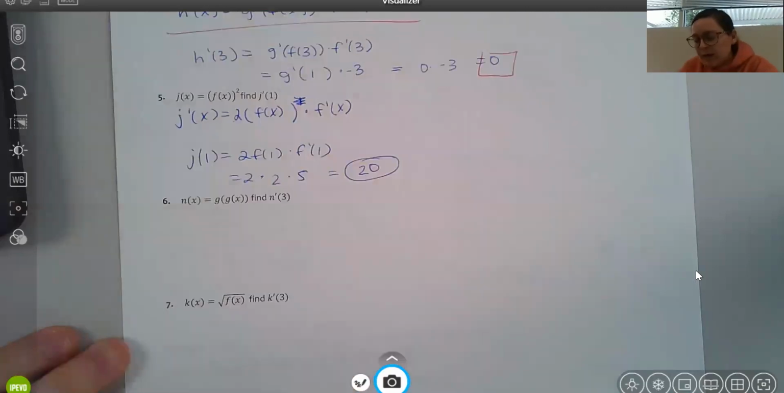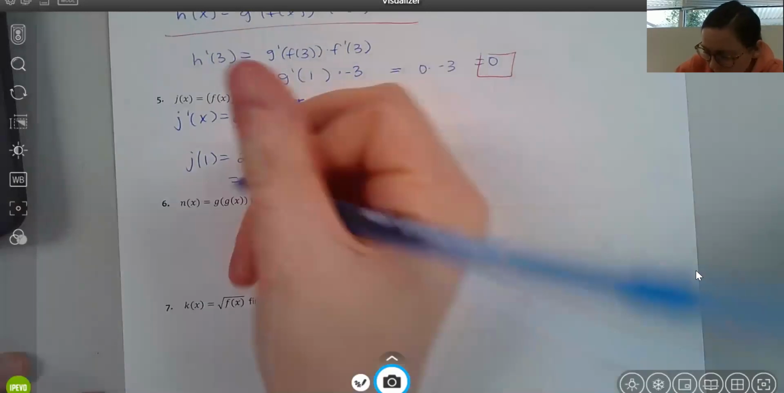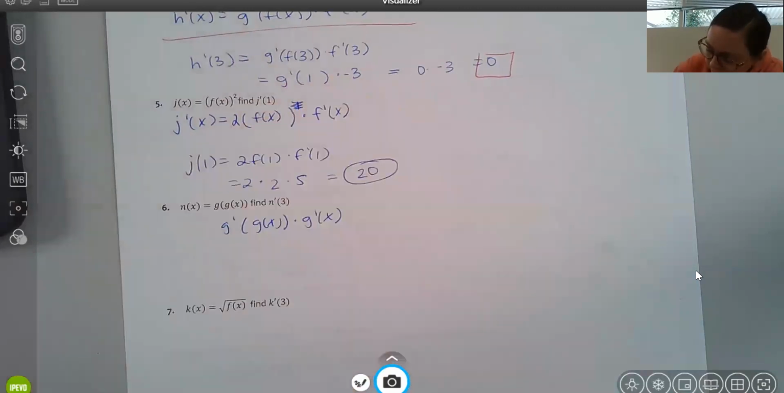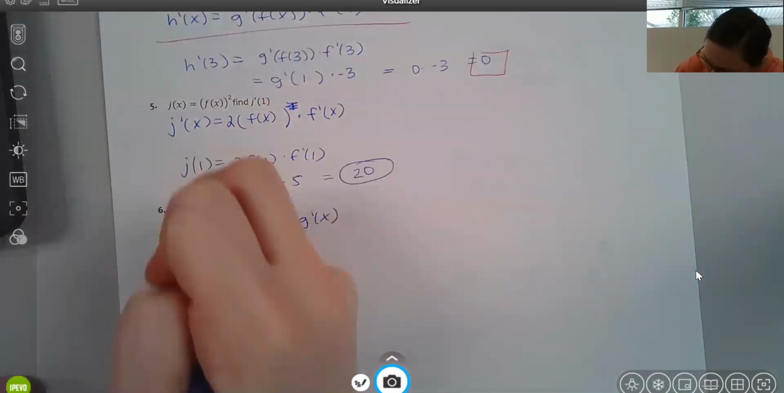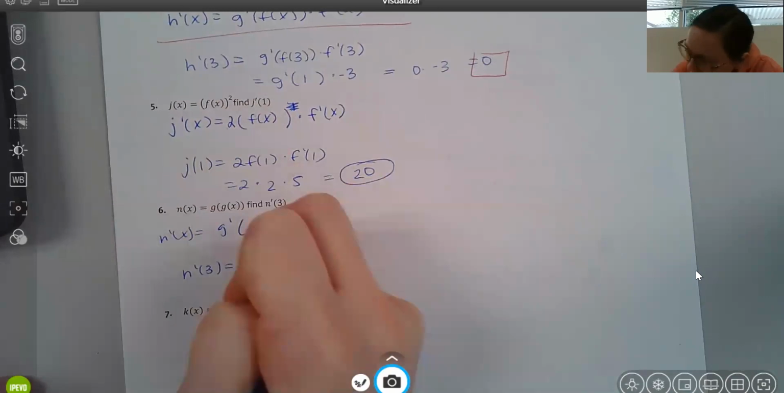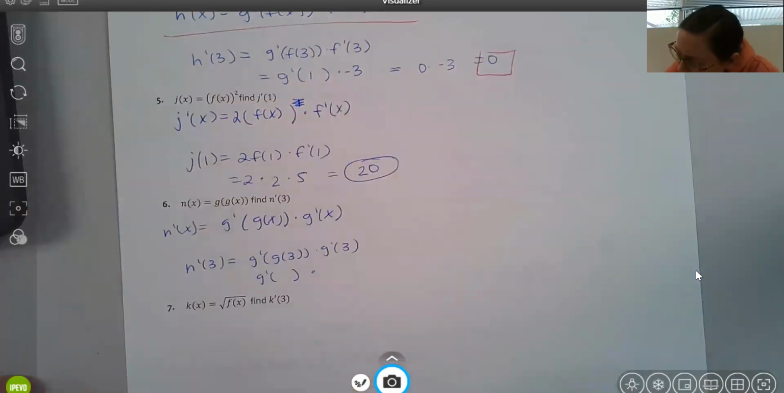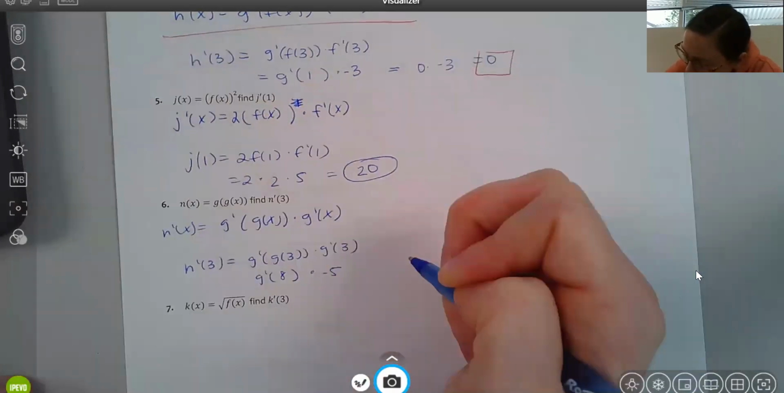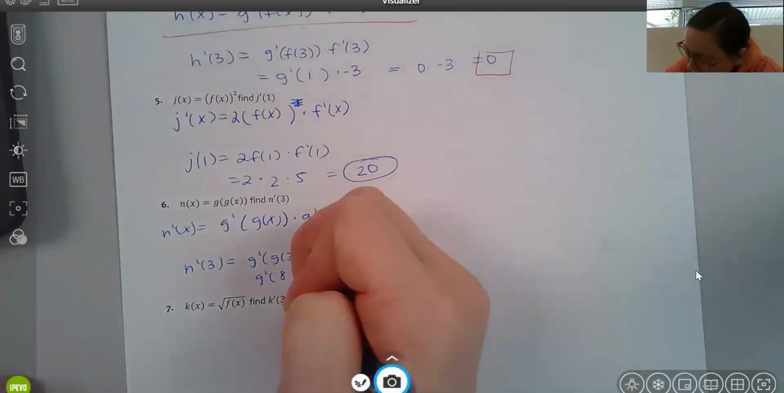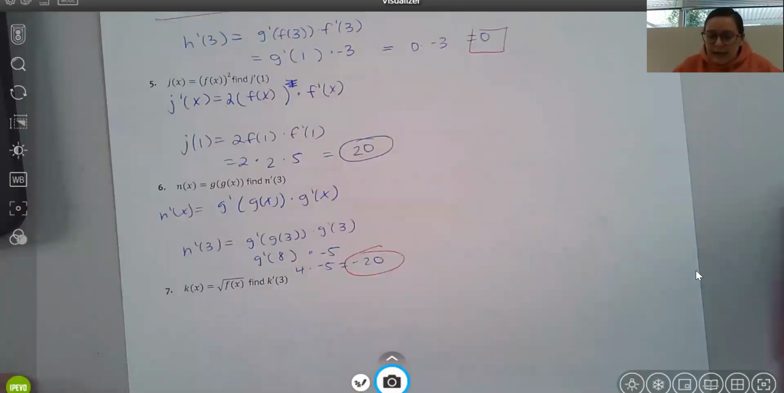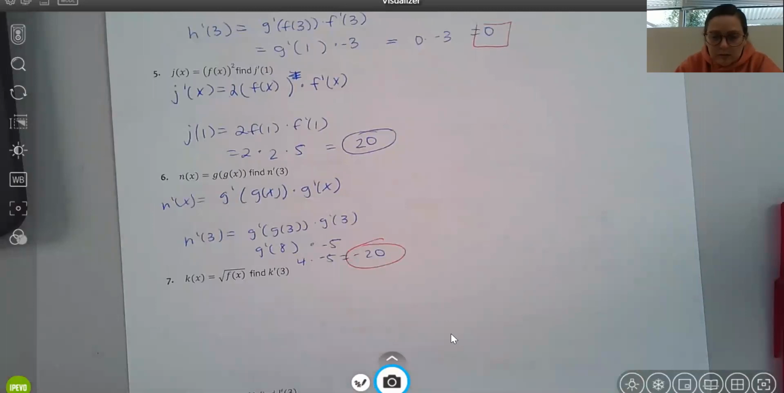All right, and we've got g of x, so derivative of the outside, leave the inside alone, times derivative of the inside, which is also g. So this is my n prime of x, plugging in at 3. What is g prime of 3? G of 3. G prime of 8. Sorry, my laptop was about to die.